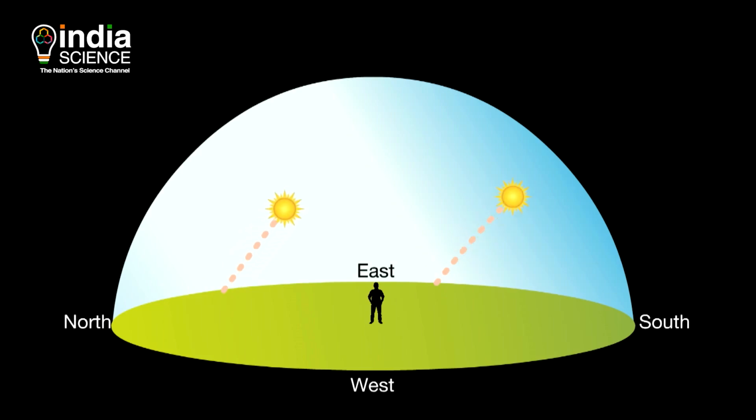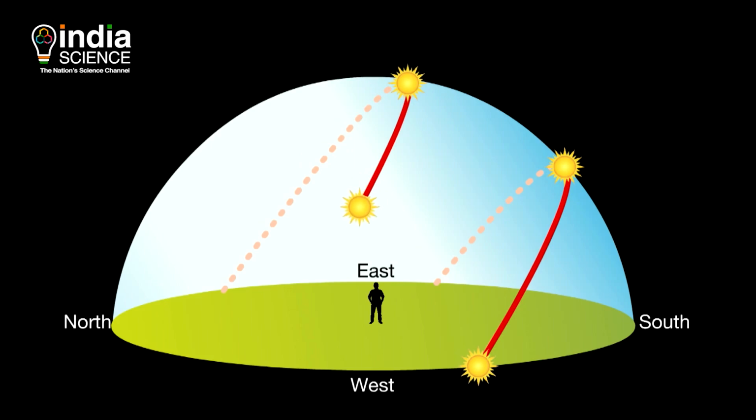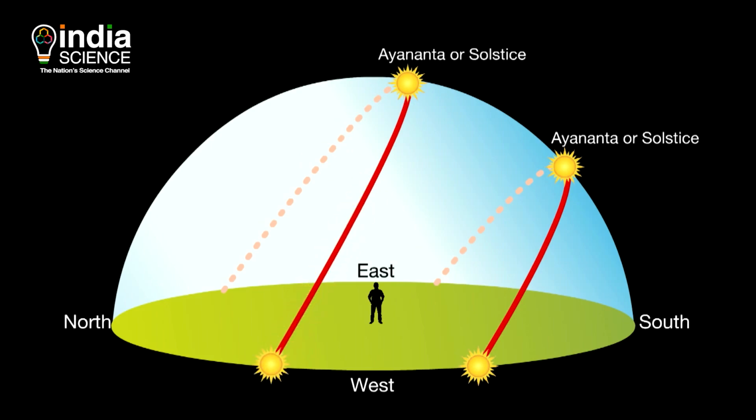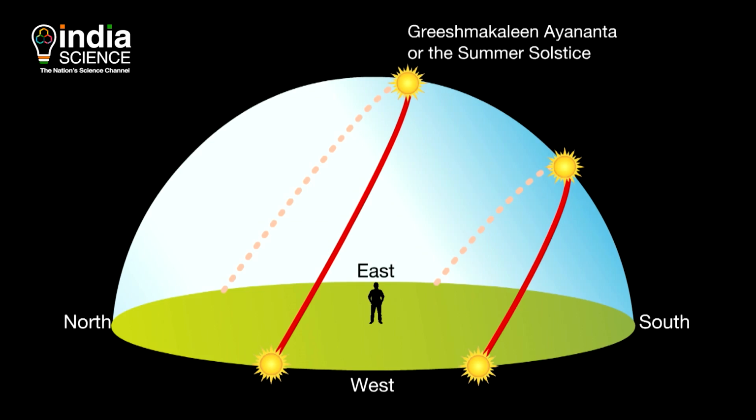The farthest points to the north and the south, the turning points, are called ayyananta or solstices. They occur on 21st June, called Grishmakalin Ayyananta or the summer solstice, and 23rd December, called Shitakalin Ayyananta or the winter solstice.